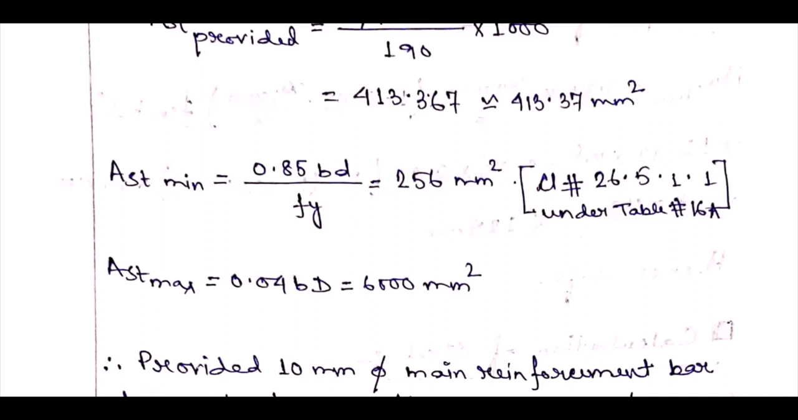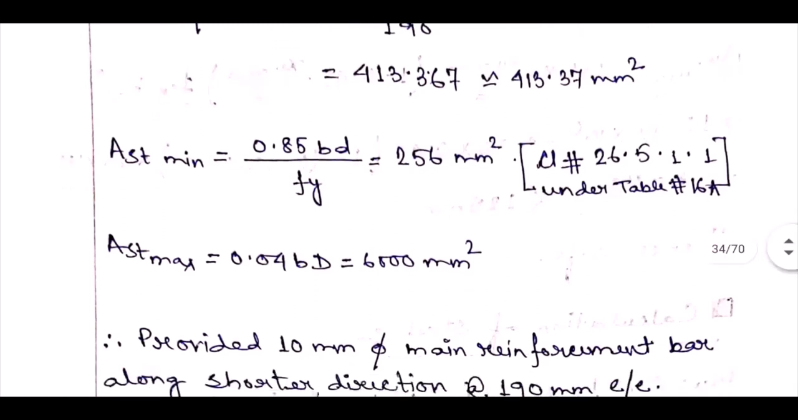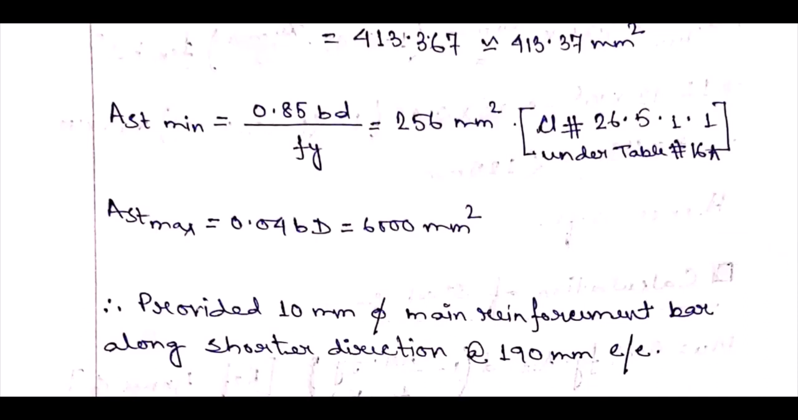This is the minimum reinforcement that has to be provided for this section, and AST maximum is equals to 0.04 B into capital D, that means overall depth, that is equals to 6000 mm square. So the value of AST provided lies between this minimum and maximum, so hence this is okay. So we can provide 10 mm main reinforcement bar along shorter direction at the rate of 190 mm center to center. But let's check once the clause number 26.5.1.1 condition.